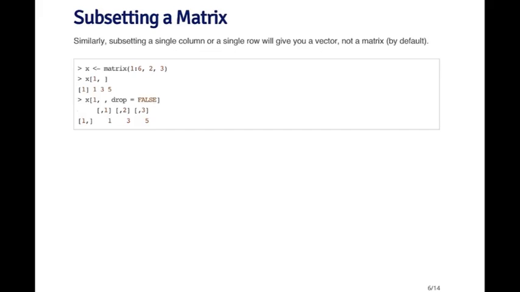Also, when you subset a single column or a single row, by default you don't get a matrix back. For example, if I subset out the first row here, you might think that what should be returned is a 1 by 3 matrix with one row and 3 columns, and the elements are 1, 3, 5. That's not actually what you get back. What you get back is a vector with the elements 1, 3, 5. Usually this is what you want, and it's okay. But if it's not, you can always set the drop equal to FALSE argument when you subset the matrix, and then you get a 1 by 3 matrix with the elements 1, 3, and 5 in it.